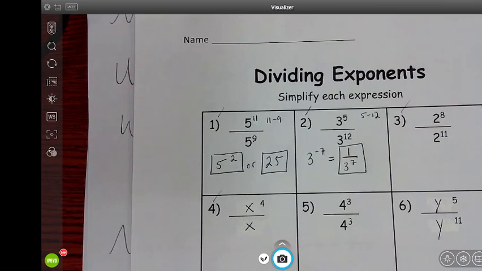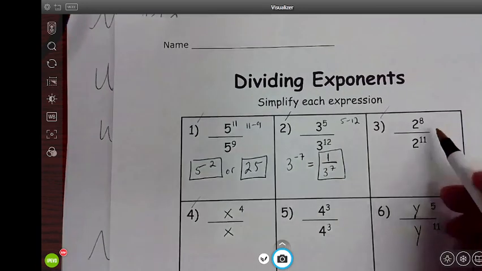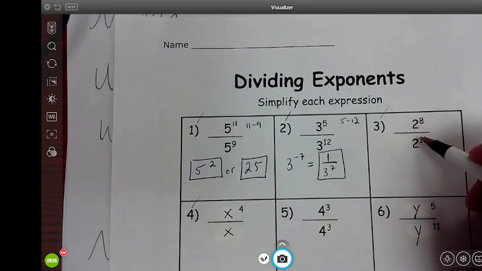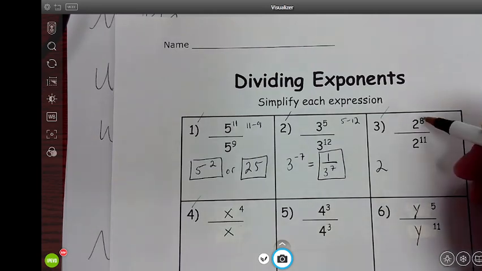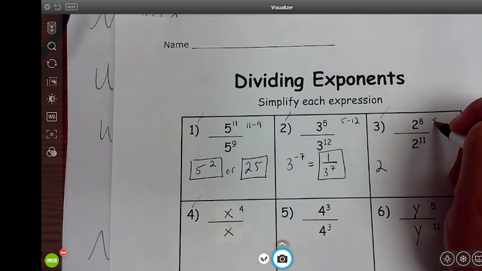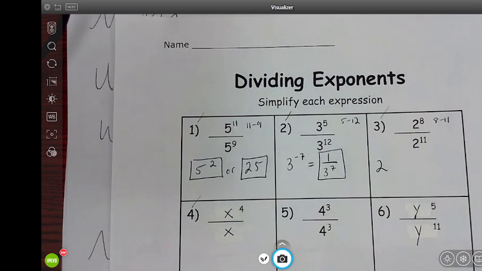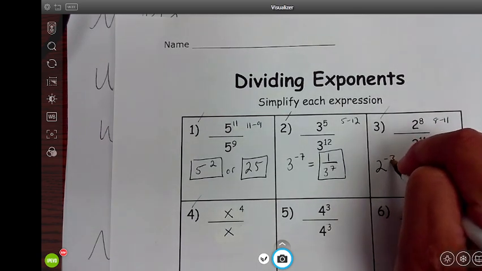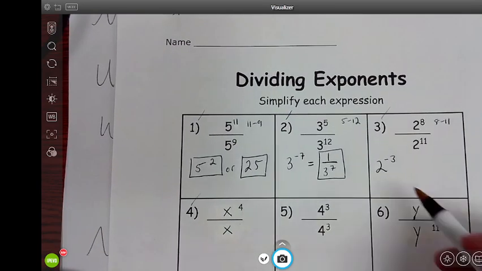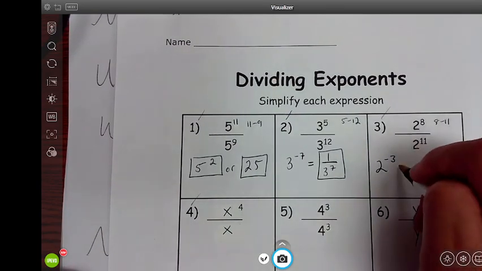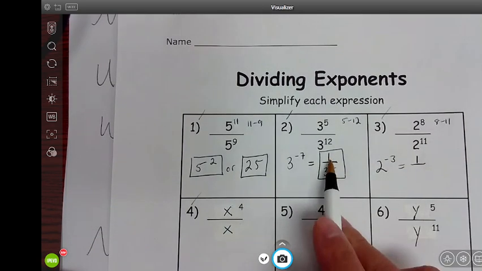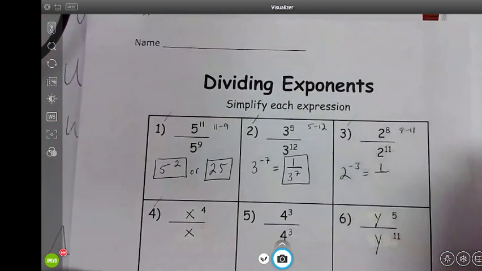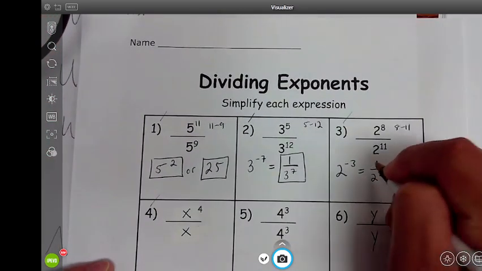Okay? Alright, next one. Base is the same, 2. In my answer, the base is going to be 2. Okay? I'm subtracting, so the order matters. I'm going to do 8 minus 11. 8 minus 11 gives me a negative 3. Okay, I have a negative exponent. I'm going to rewrite that as a fraction. 1 goes in the numerator, just like over here. 2 to the negative 3 is going to become 2 to the positive 3 in the denominator.